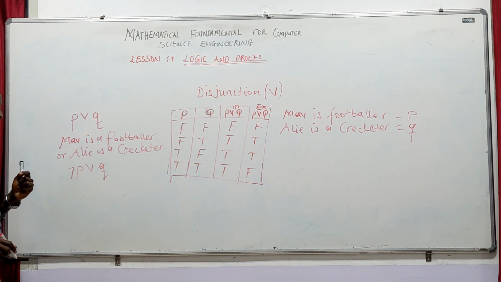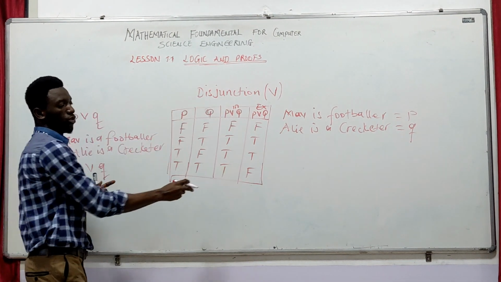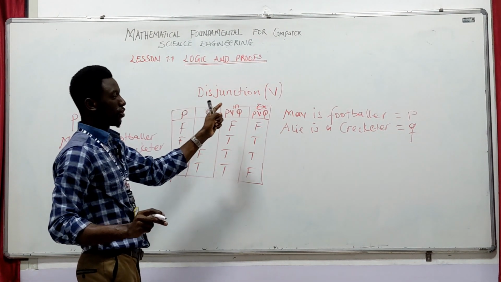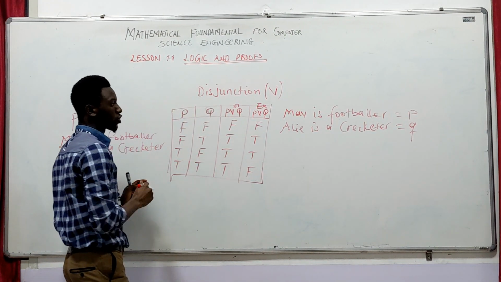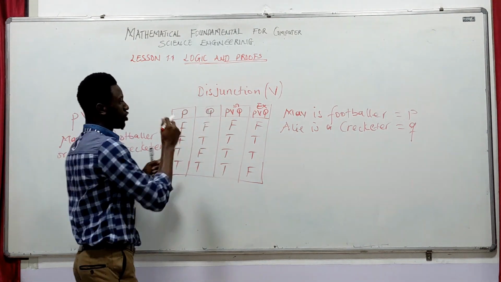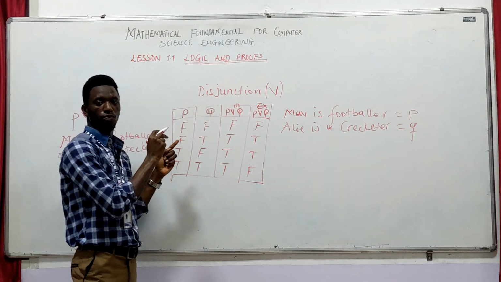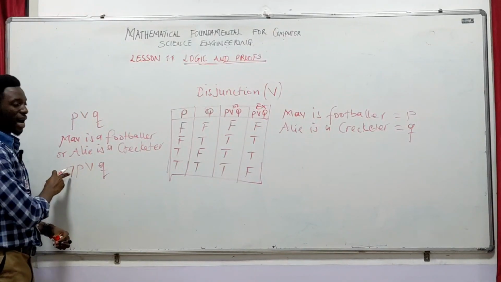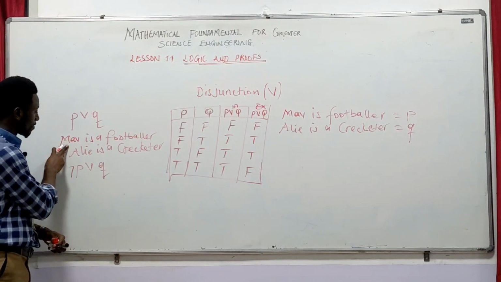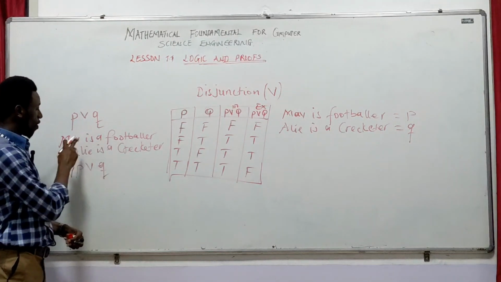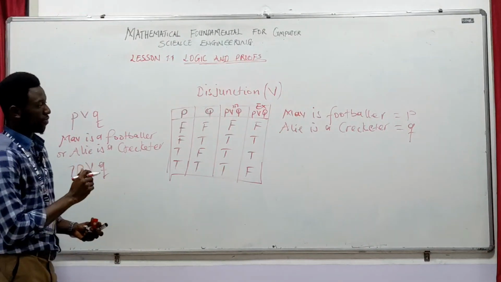You can represent these statements in terms of this table. Okay, so this is disjunction. You can see the difference from the previous one, conjunction. For conjunction, we use and. For disjunction, we use or. And for disjunction, it is represented into two. So here, not P or Q means Marv is not a footballer or Ali is a cricketer.